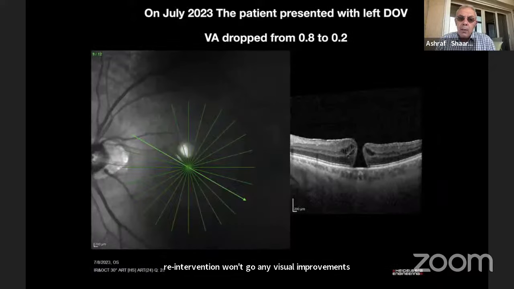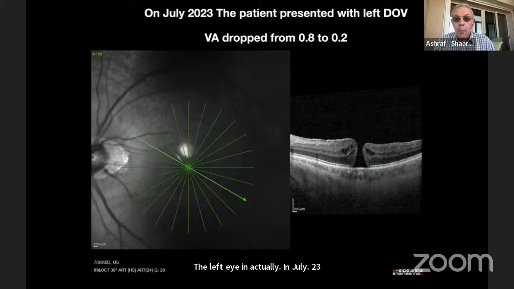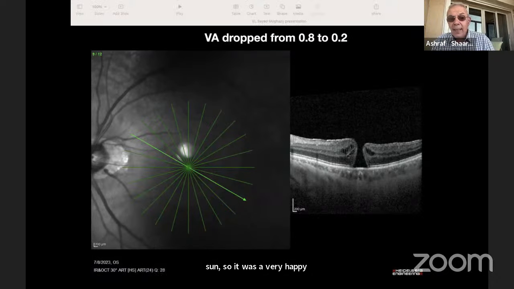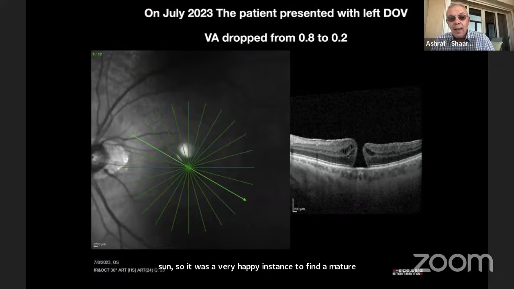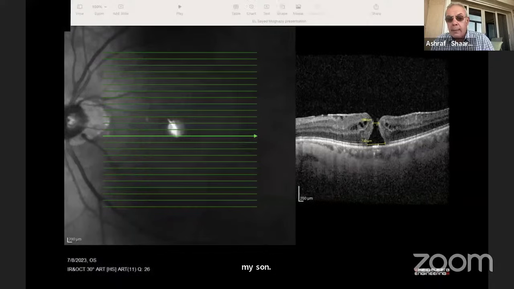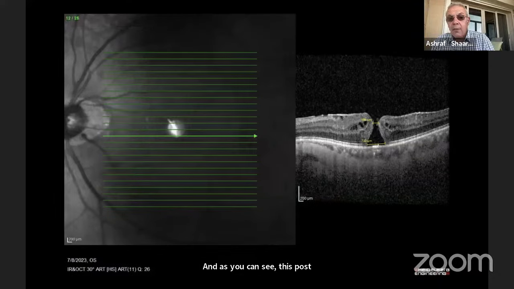The left eye, actually in July 2023, dropped in visual acuity from 0.8 to 0.2, and actually this was the birthday timing of my big son, so it was a very happy instance to find a macular hole, at the same day as the birthday celebration of my son. And as you can see, this was the size of the macular hole and its full thickness. So I decided to go for surgery.